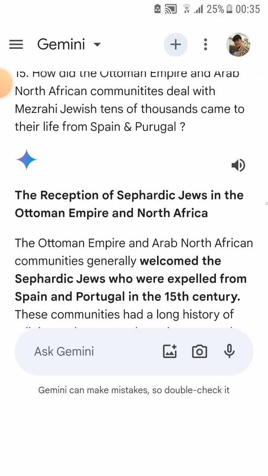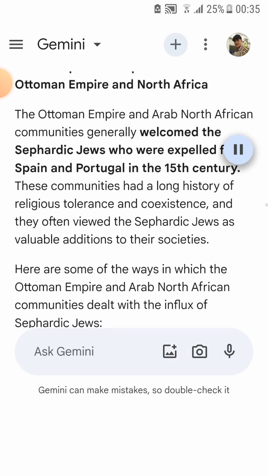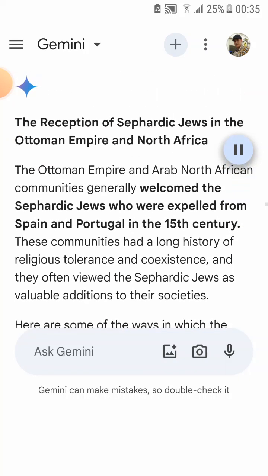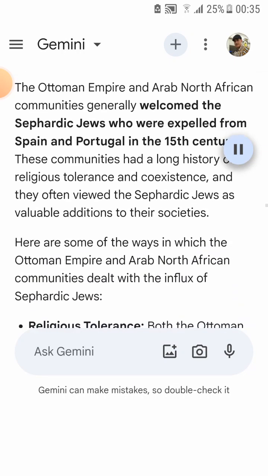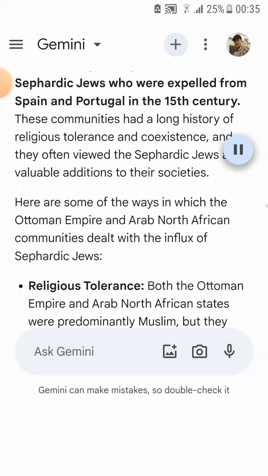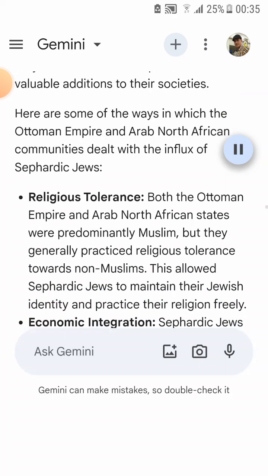The reception of Sephardic Jews in the Ottoman Empire and North Africa. The Ottoman Empire and Arab North African communities generally welcomed the Sephardic Jews who were expelled from Spain and Portugal in the 15th century. These communities had a long history of religious tolerance and coexistence, and they often viewed the Sephardic Jews as valuable additions to their societies.